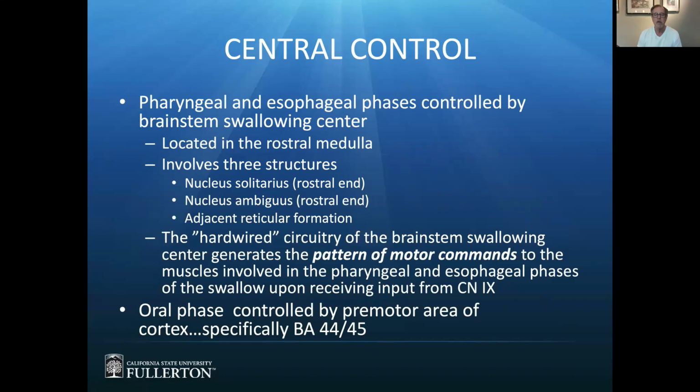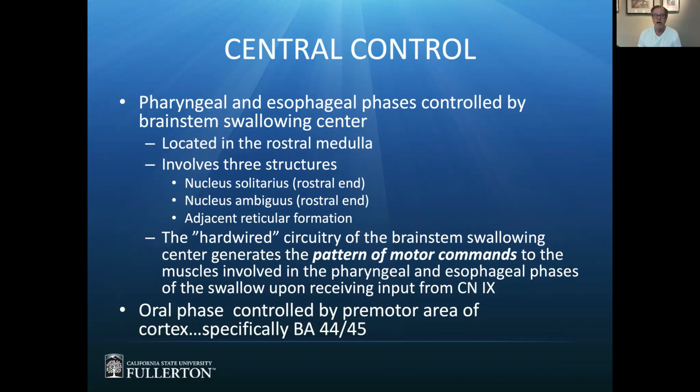The central control. Now we're going to talk about the central control and then the peripheral nerves that are involved with it. But as far as the central control goes, there are two parts. One is in the brainstem, and it's referred to as the brainstem swallowing center. And the other is in the cerebral cortex, just in front of the motor strip, the head area of the motor strip. And that is Brodmann's area 44-45. That part controls the oral phase. The brainstem controls the pharyngeal and esophageal phases.